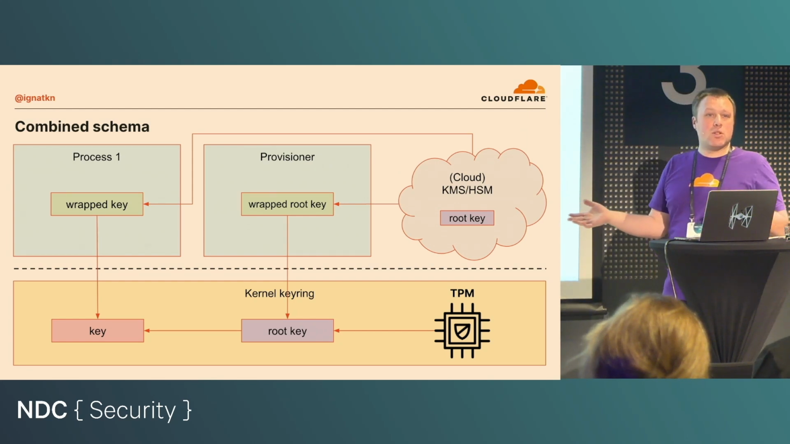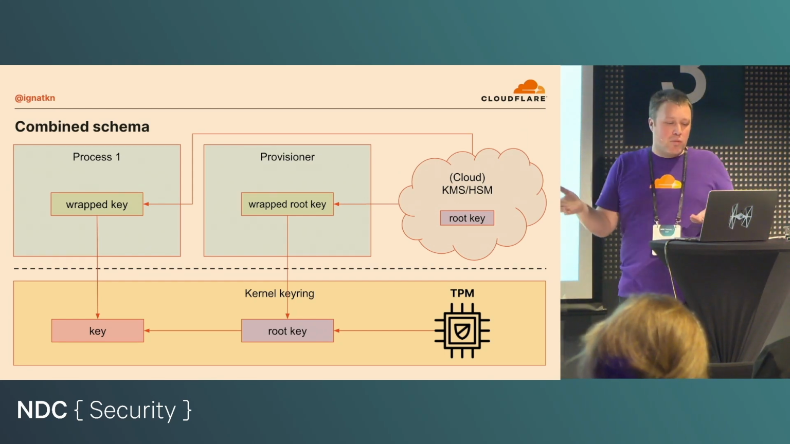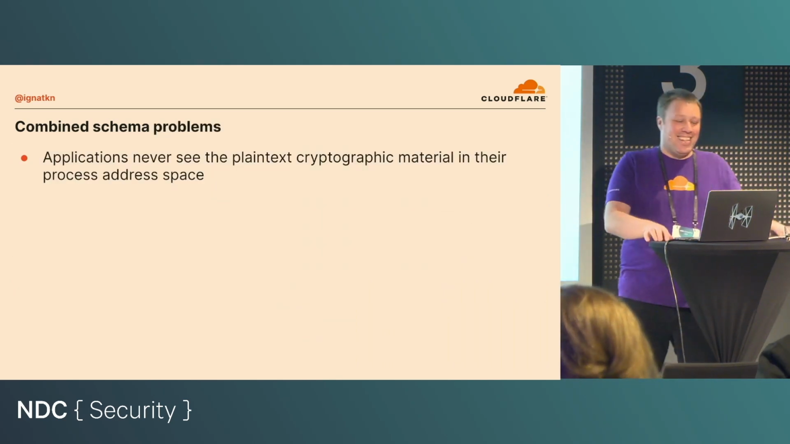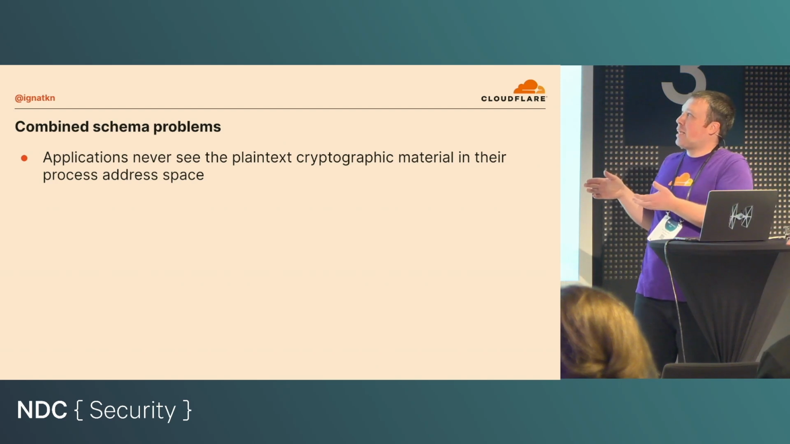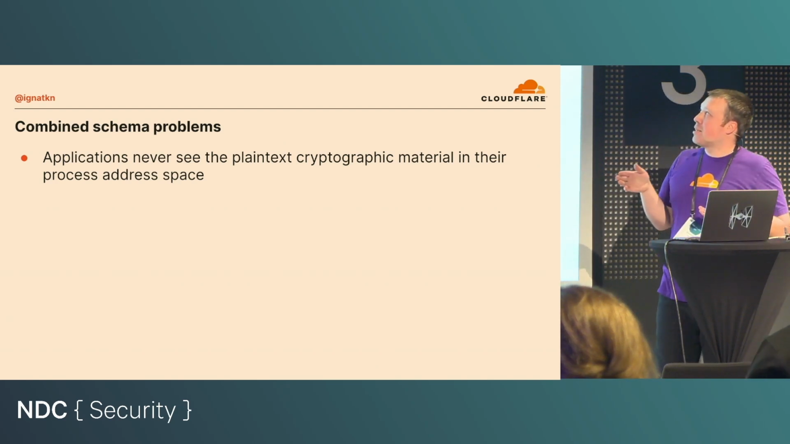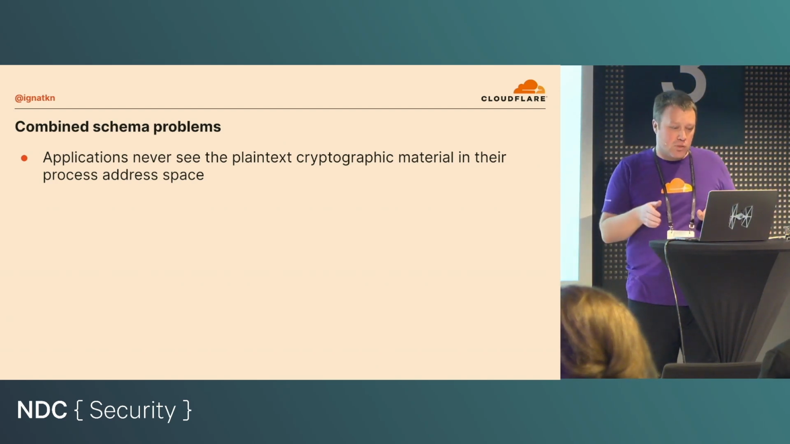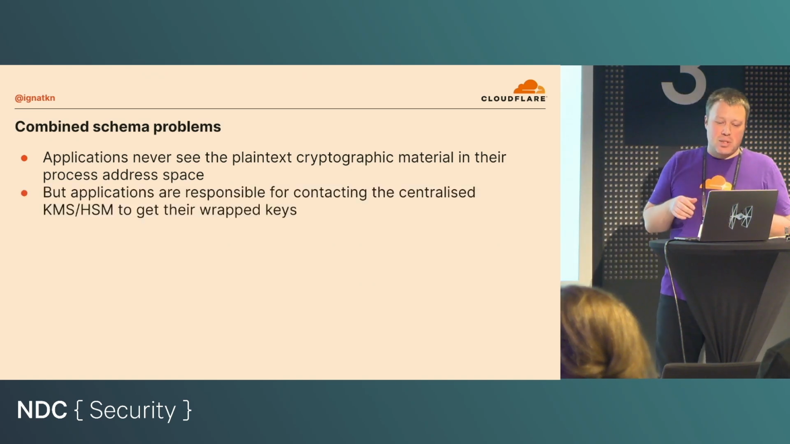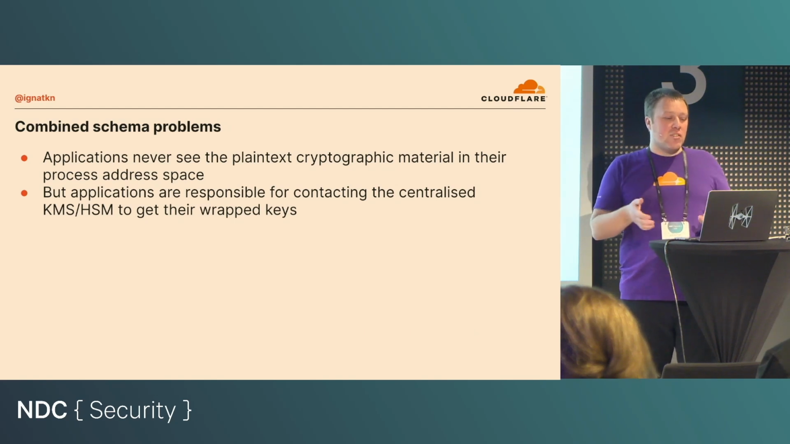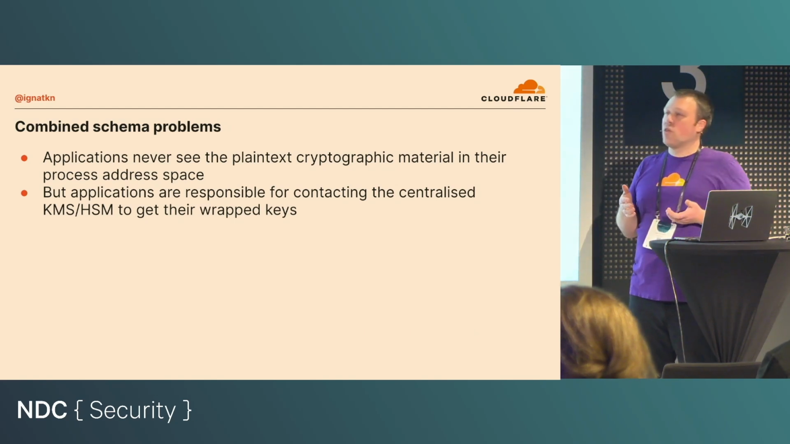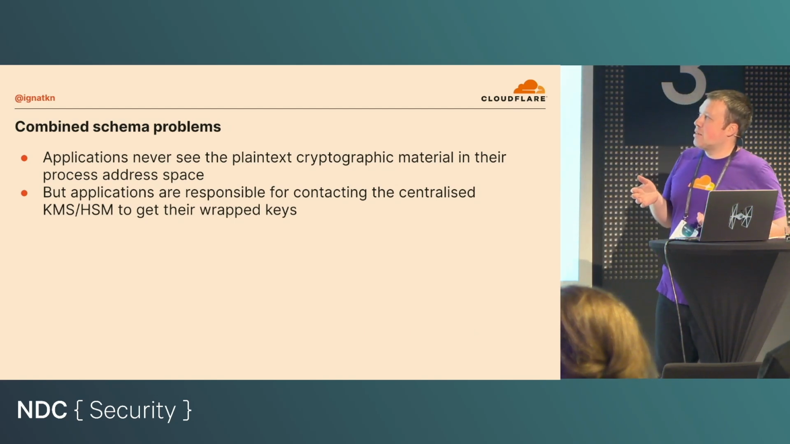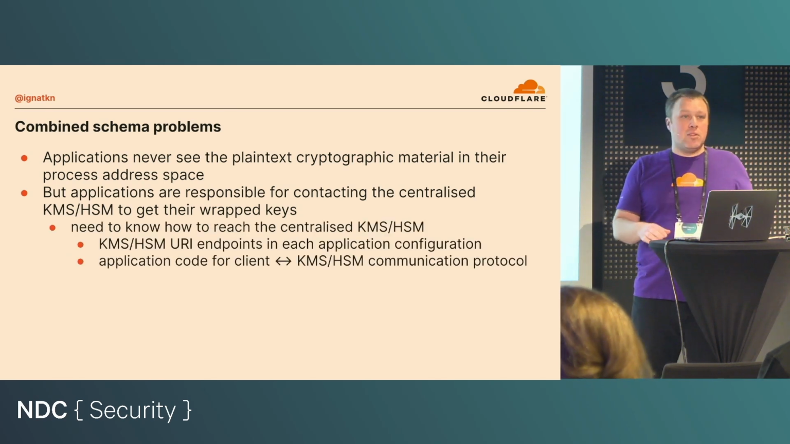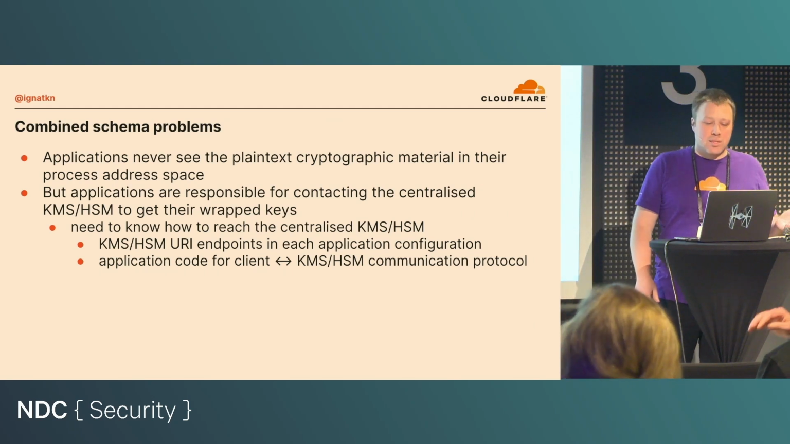So far, so good. We kind of solved this problem, but we have some problems, right? Yes, we solved that the application never sees the plain text of cryptographic material in the process address space. But the schema is still inconvenient because applications are still responsible for contacting the centralized HSM or KMS system to get their wrapped keys. And what it means, they need to know how to reach that system, right?